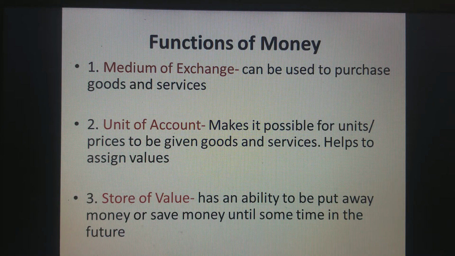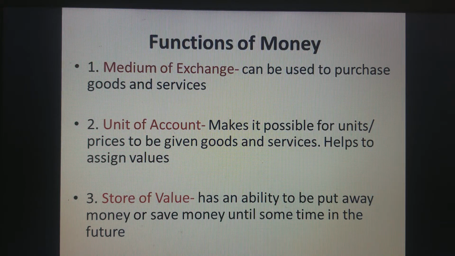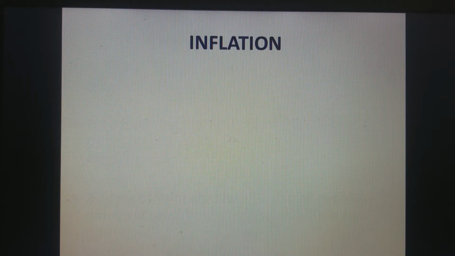Thirdly, it stores value. What do we mean by that? Money has an ability to be put away. So you have an ability to put away your money or to save the money until sometime in the future. So it retains its value. It must have some ability to retain its value.